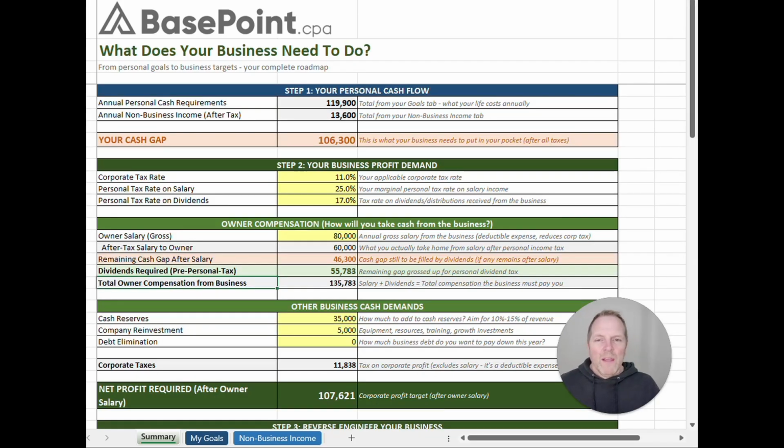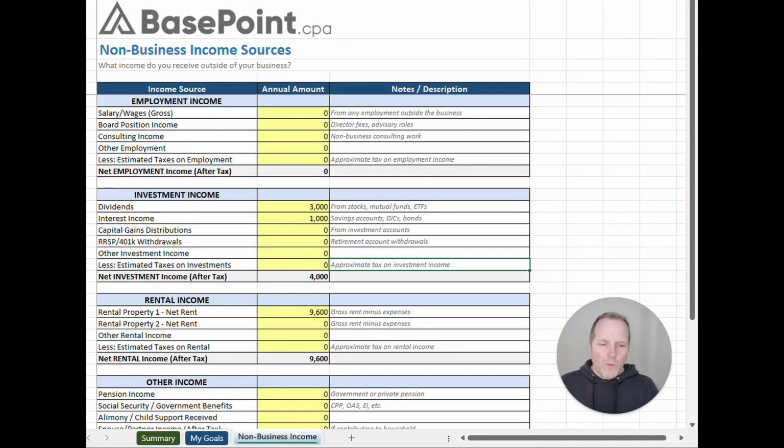put in here, okay? So step one, we want to look at our personal cash flow requirement. Okay, so annual personal cash requirements, $119,900. That's what we've established from your goals. Then the annual non-business income after tax is $13,600. Okay, so that's taken from the non-business income account. Quick little note, there are estimated taxes on this. So if you have tax withheld from things like your dividends or interest income, then put that in the column there just because it does help adjust that.